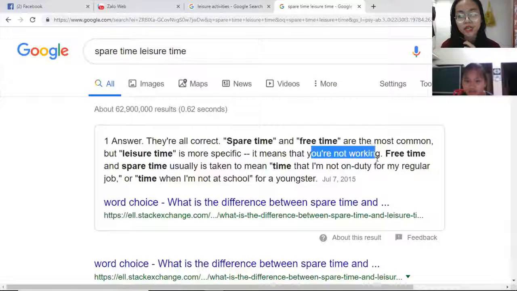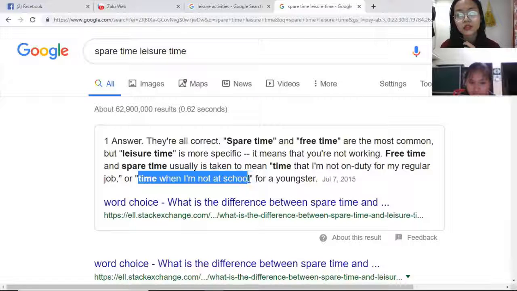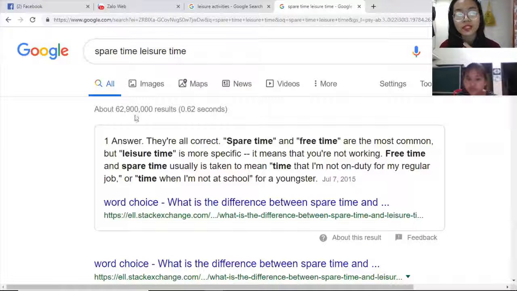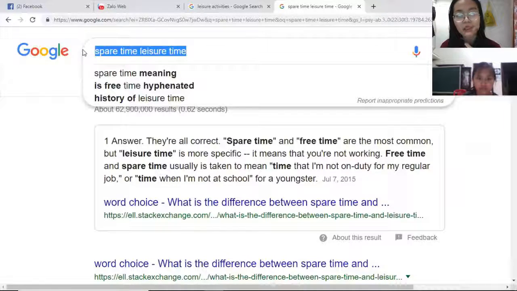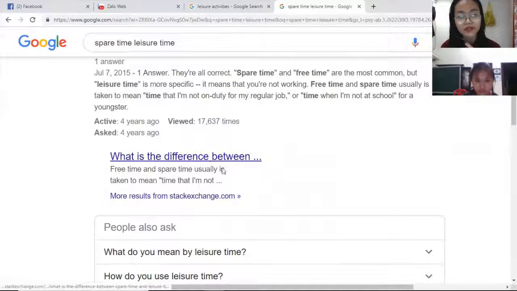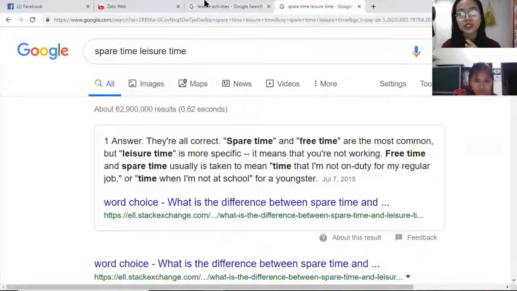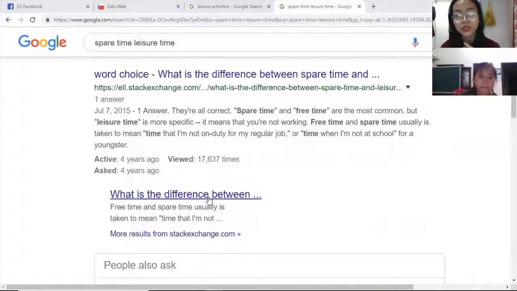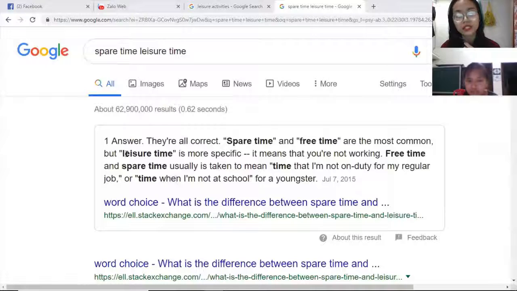You are not working or studying at that time, and you are not at school or at the office. If you are working, you are not in the office, and if you are a student, you are not at school, in your free time, right? This is free time, spare time, and leisure time. There are some differences between these three words, but I think you can search it yourself. Normally they are the same.